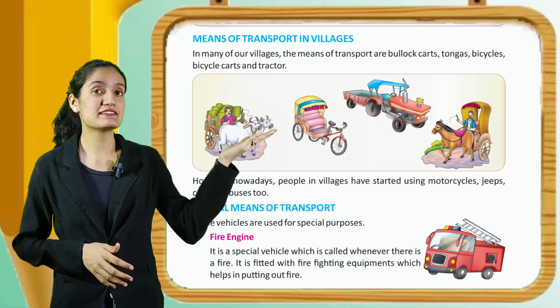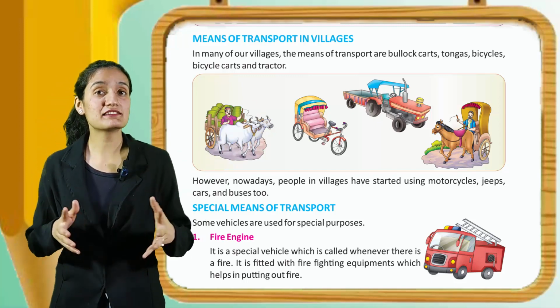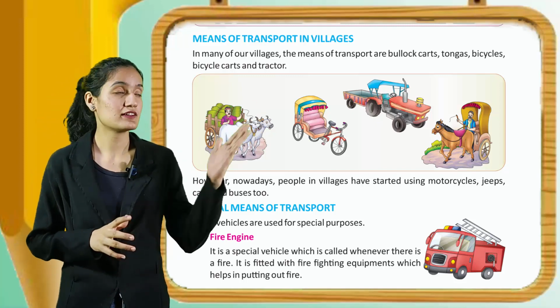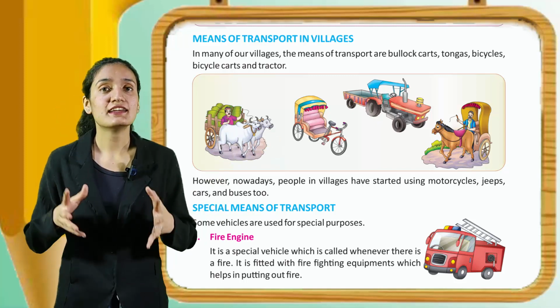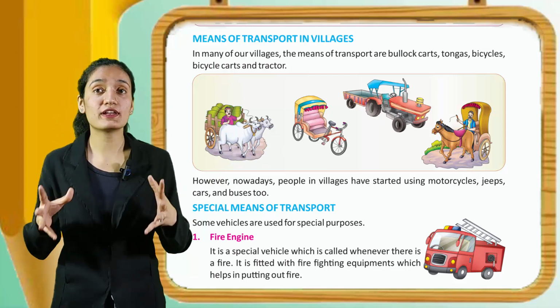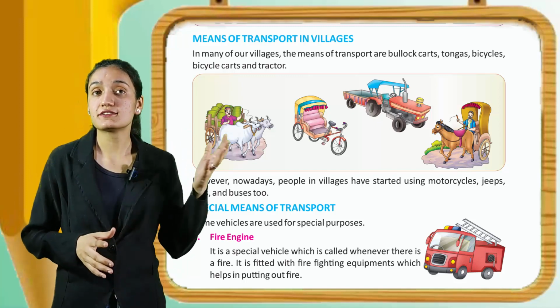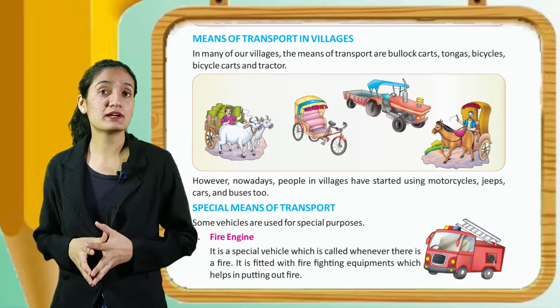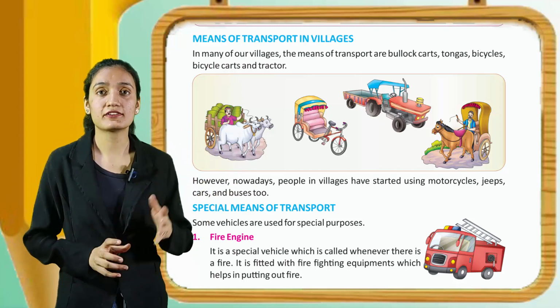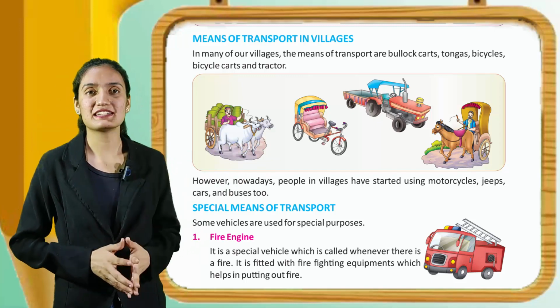Now, special means of transport. Some vehicles are used for special purposes. First, fire engine. It is a special vehicle which is called whenever there is a fire. It is fitted with firefighting equipment which helps in putting out fire. Here you can see the picture of a fire brigade.